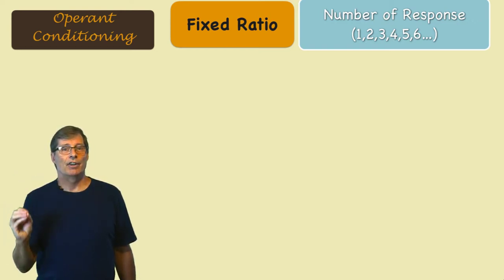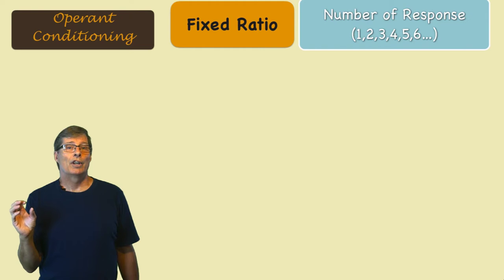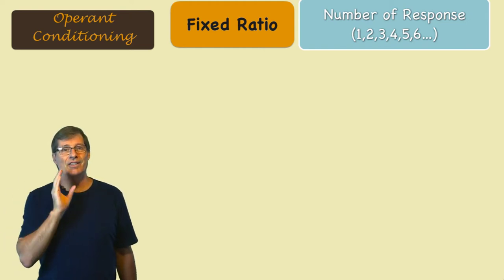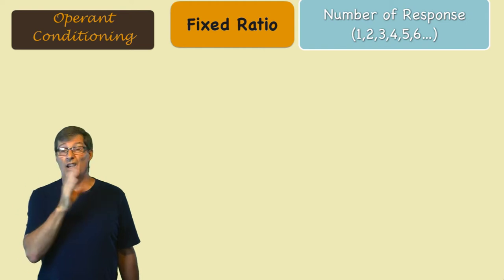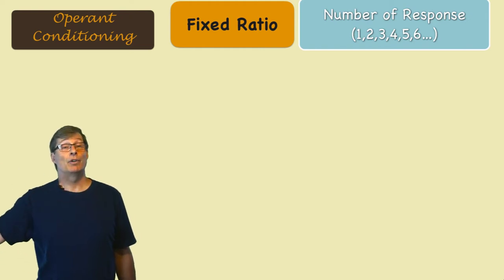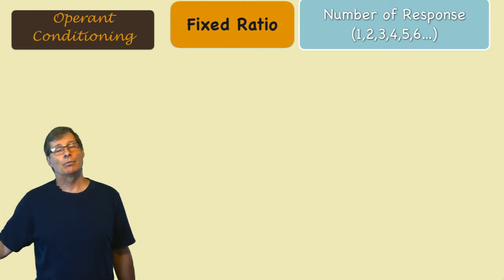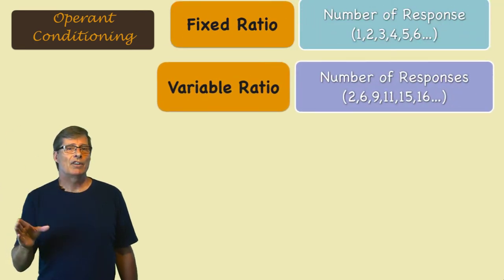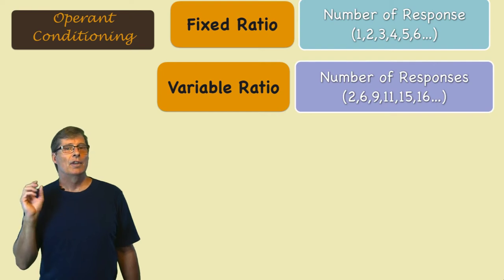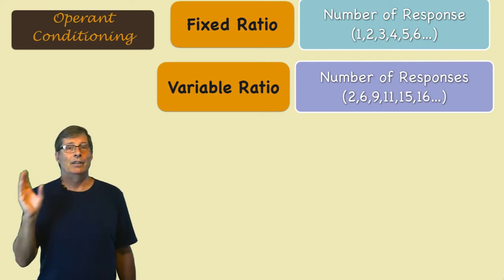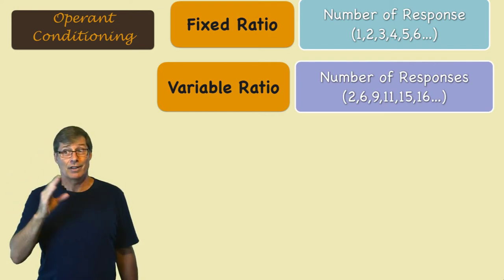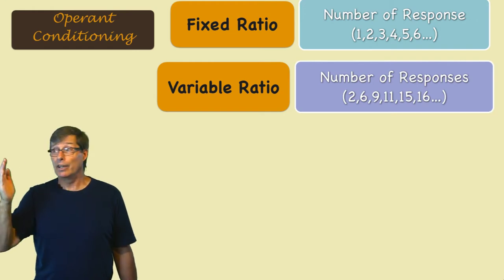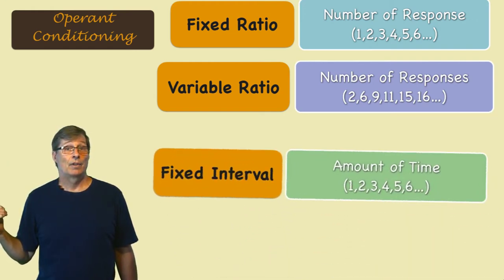So let's look at the variability of these. We're going to start with fixed ratio. This reinforces after a set number of responses. Every third response gets a reinforcement. Every fourth response gets a reinforcement. These are fixed ratios. Variable ratios are reinforcements given after a varying number of correct responses. These are not fixed, but vary over that length of time.